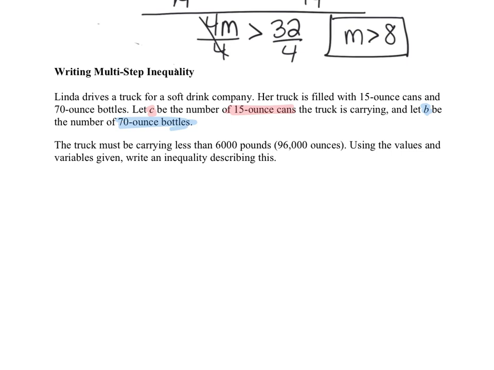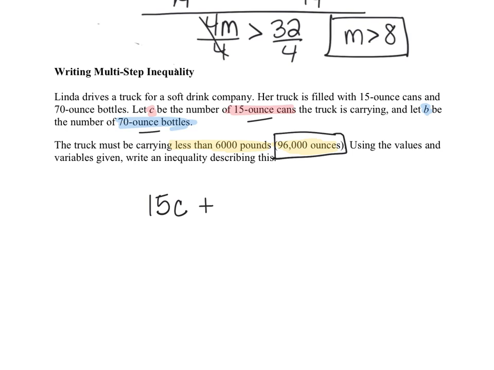So the truck must be carrying less than, there's a key word there, less than 6,000 pounds or 96,000 ounces. Since the bottles are in ounces, this is important to note that we actually need to use the ounces amount over the pounds amount. It says using the values and variables given, write an inequality describing this. So again, they're 15-ounce cans, and C is the number of 15-ounce cans. We're going to do everything in ounces because these bottles and cans are in ounces. So 15 ounces times the number of cans can be written as 15C.